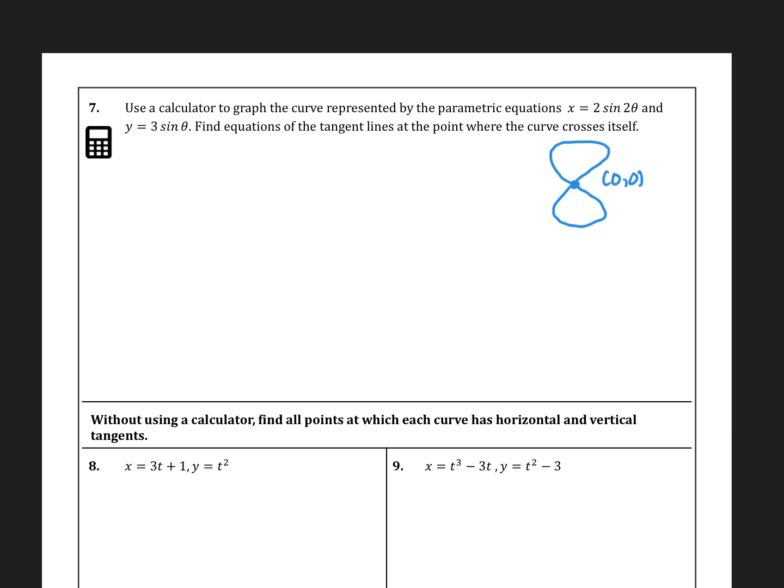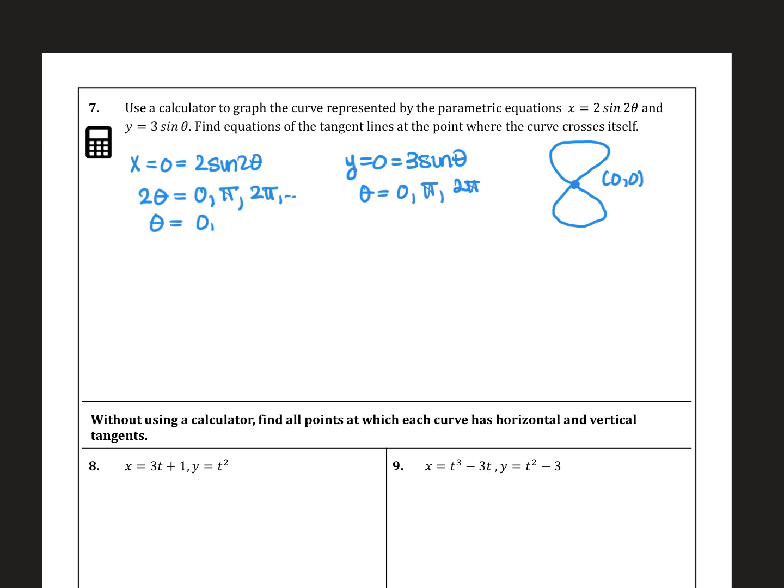So looking at the first thing, we've got to determine when x is equal to 0. That would be at 2 sine 2 theta. So we would have that x is equal to 0 at 0, pi, 2 pi, and so on and so forth. Y has got to be 0 also. That happens at 3 sine 3 theta. It's got to be equal to 0. So that would be at theta equals 0, pi, 2 pi. And over here, when we solve for theta, we have to divide everything by 2.